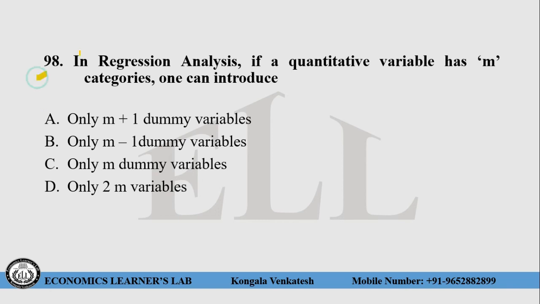Question number 98. In regression analysis, if a qualitative variable has m categories, one can introduce: choice A, only m plus 1 dummy variables. Choice B, only m minus 1 dummy variables. Choice C, only m dummy variables. Choice D, only 2m variables. So here the right answer for this question is choice number B.